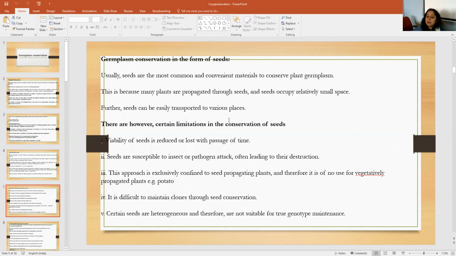However, there are certain limitations in the conservation of seeds. The viability of seeds is reduced or lost with the passage of time. The seeds are susceptible to insect or pathogen attack, often leading to their destruction. It is difficult to maintain clones through seed conservation. And in certain cases, the seeds are heterogeneous and therefore not suitable for true genotype maintenance.